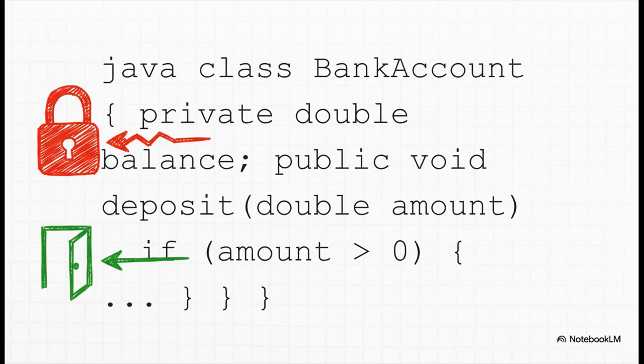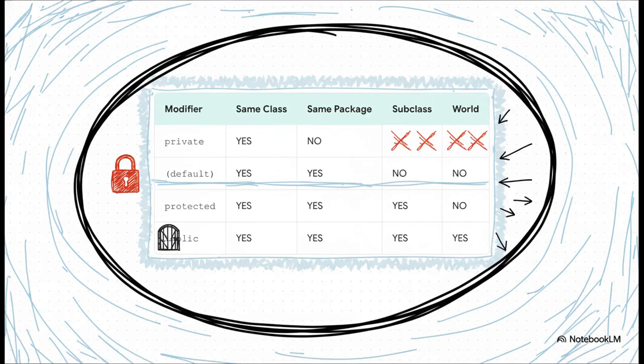And that method has rules. It checks to make sure the amount is positive. That's control. That's safety. And these keywords, things like private and public, are called access modifiers. They're the tools programmers use to enforce this encapsulation. As you can see in this table, they give you really fine-grained control over who gets to see what, from private, which is super restrictive, all the way to public, which is open to everyone. It's all about managing access.